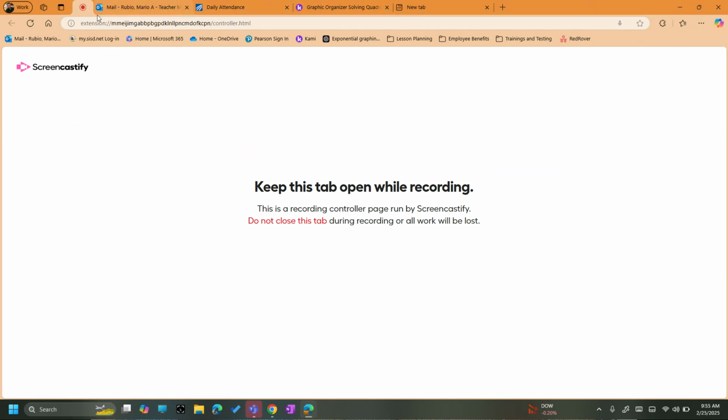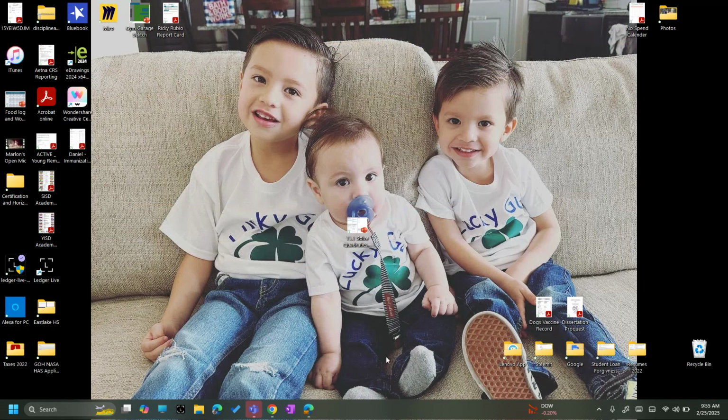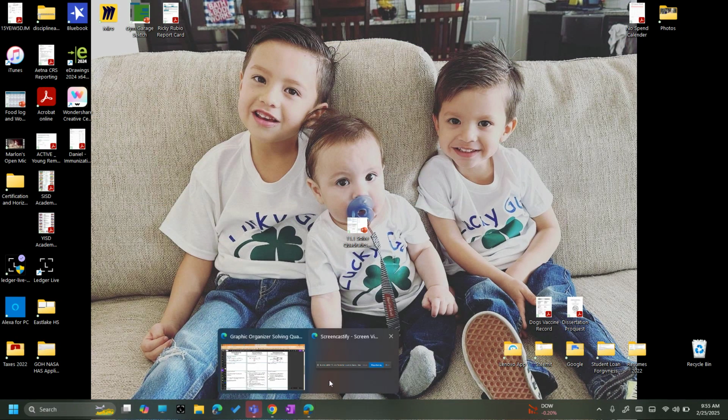So let me see where my controls are. Where are the controls for Screencastify? How do I stop my recording? Oh, there it is.